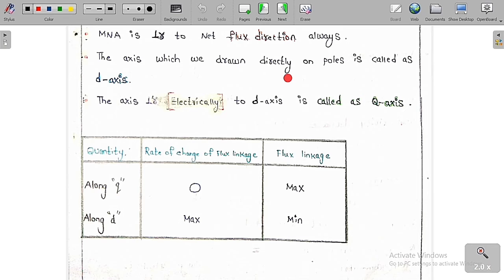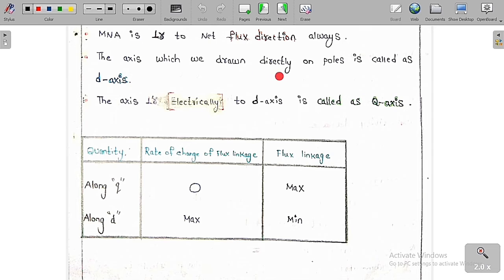So now the MNA axis and the GNA axis are quite different. There will be a small angle between them. Therefore we can say that the magnetic neutral axis is always perpendicular to the net flux direction. Only at no load do both the MNA and GNA coincide, but at the load condition MNA will never coincide with the GNA.